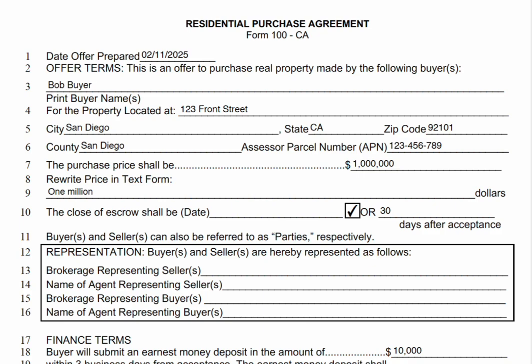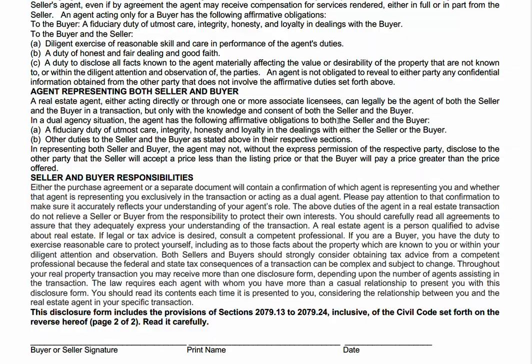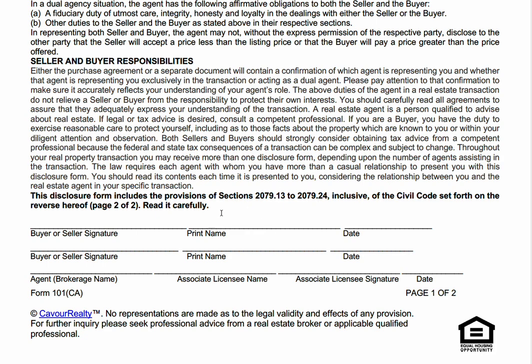This is a tutorial on the 2025 Residential Purchase Agreement, California edition. There are other state editions that are being worked on. This one is specifically for California, and it starts with the disclosure regarding real estate agency relationship because this is required in the state of California. So we have this here on page 1.